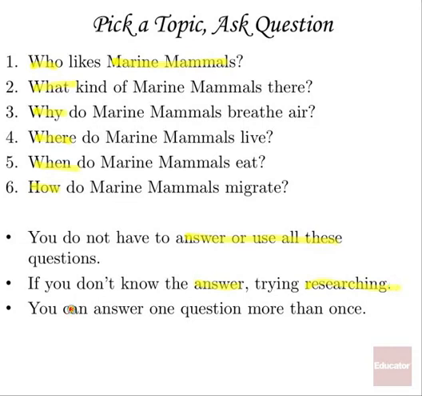And if you research something, you might find something interesting. And go ahead, you can ask and answer a question more than once. I don't have to ask who likes marine mammals. I could have asked what kinds of marine mammals are there, what kinds of foods do they eat, and what kinds of plants do they live in. Why do marine mammals breathe air? Okay, I could have asked 2 why questions. I could have asked 6 why questions. It doesn't really matter. You can form an essay based on just 5 what questions or 4 where questions. It really doesn't matter which questions you ask, just as long as you know that all 6 are available to ask.